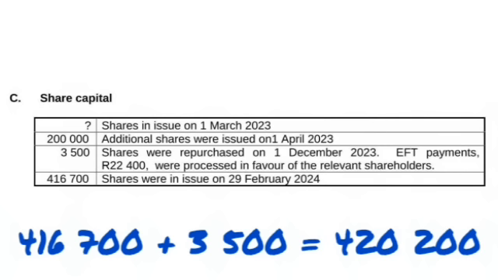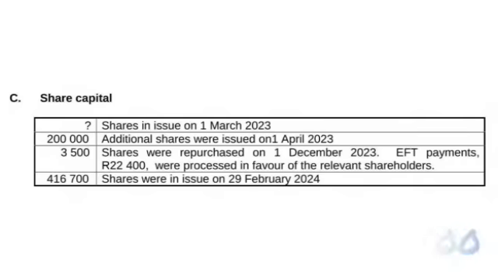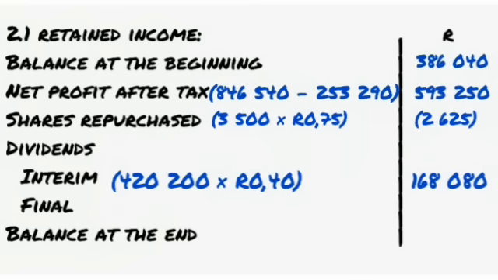So we are going to take the total of 416,700 shares at the end, and we are going to add back the 3.5. Why? Because the repurchase is normally subtracted, so we add it back. So for our interim, we had 420,200 shares. We take 420,200 shares and multiply it by 40 cents, and it gives us 168,080 for our interim dividend.